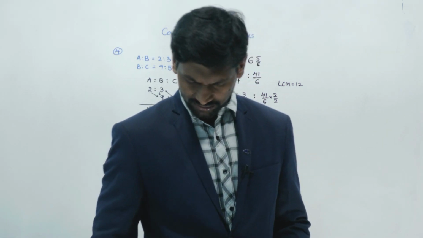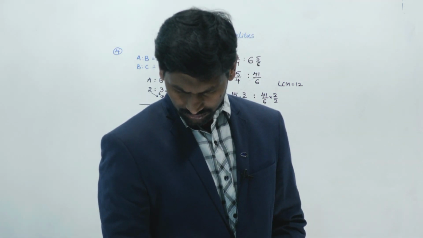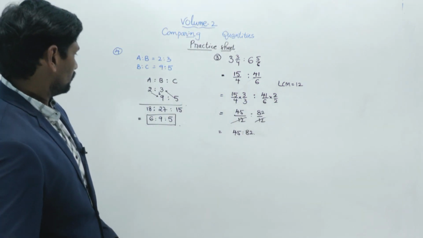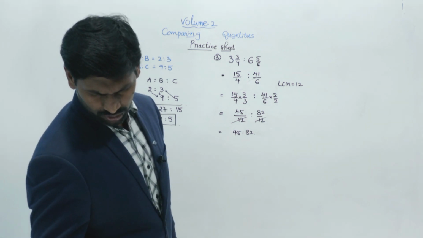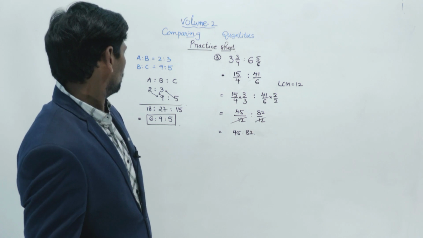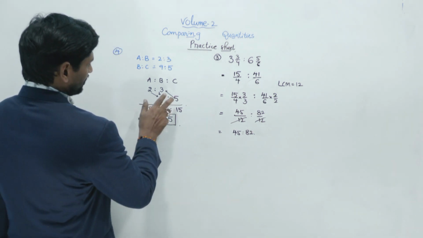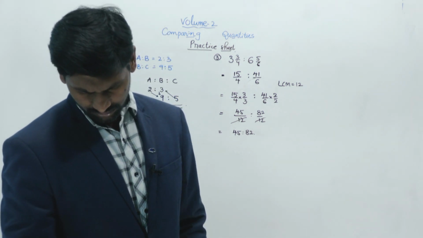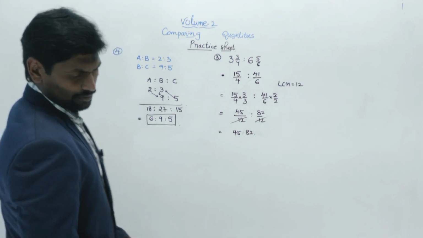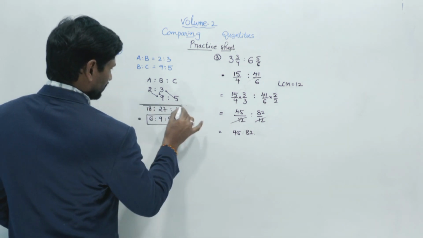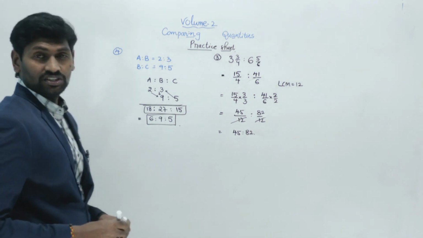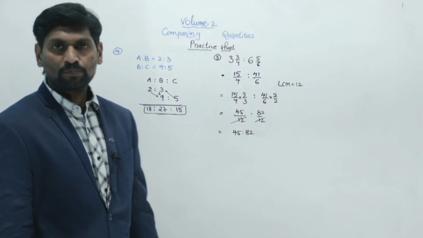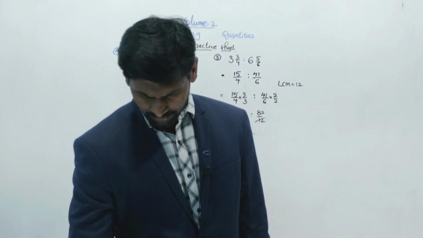Clear? Please check that. So first one 2 is to 3, the second one 9 is to 5. 27, 2 9s 18, 3 5s are 15, 18 is to 27 is to 15. Or you can stop here only. Okay, 6 is to 9 is to 5 is our answer, so we can stop here itself. Okay, now let us go to the next problem.